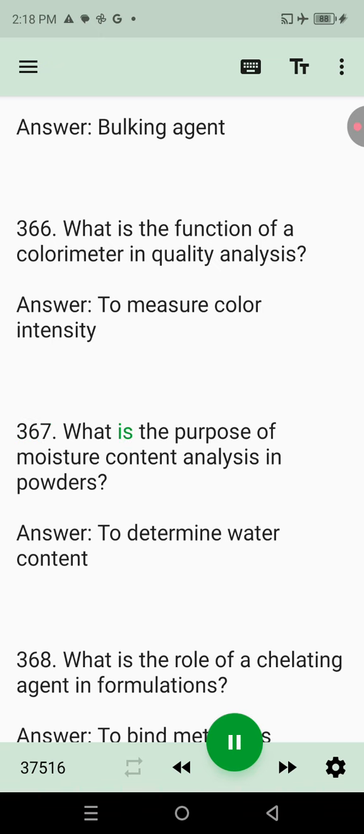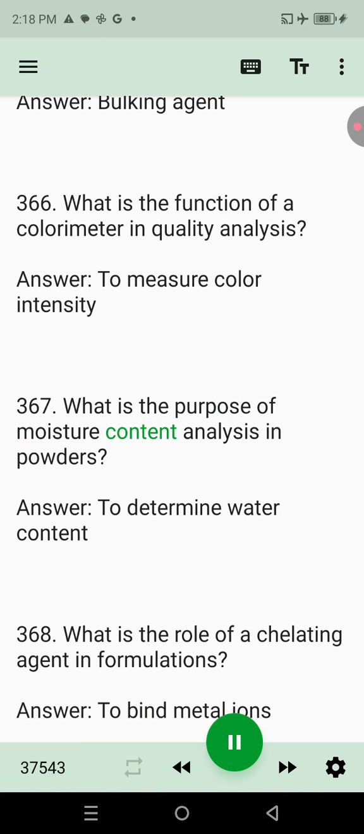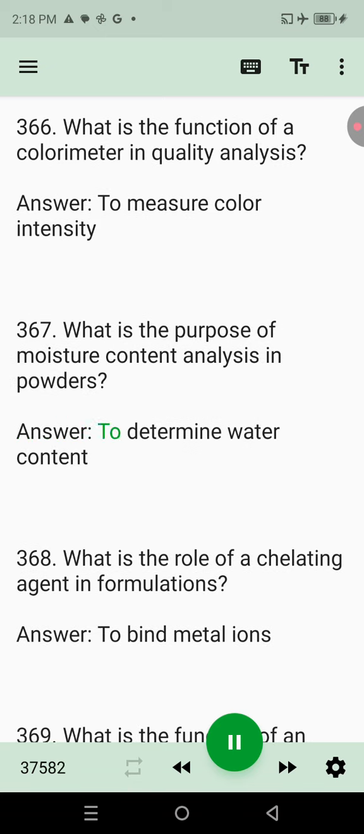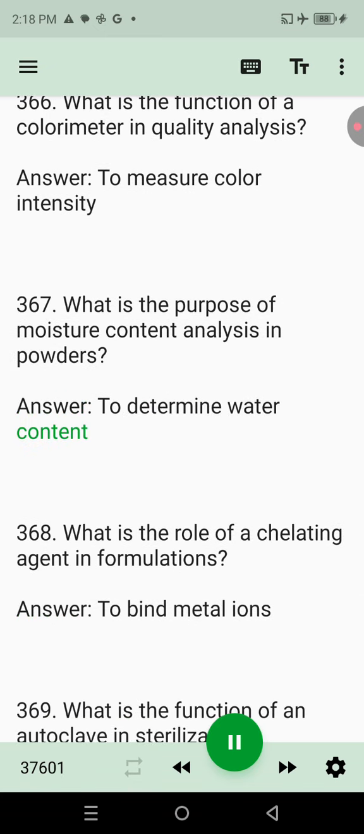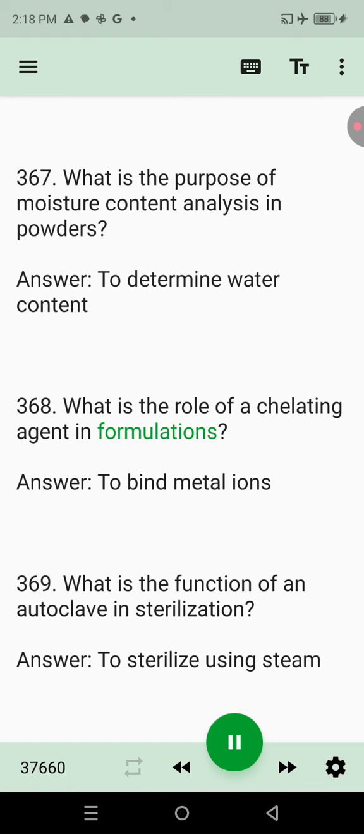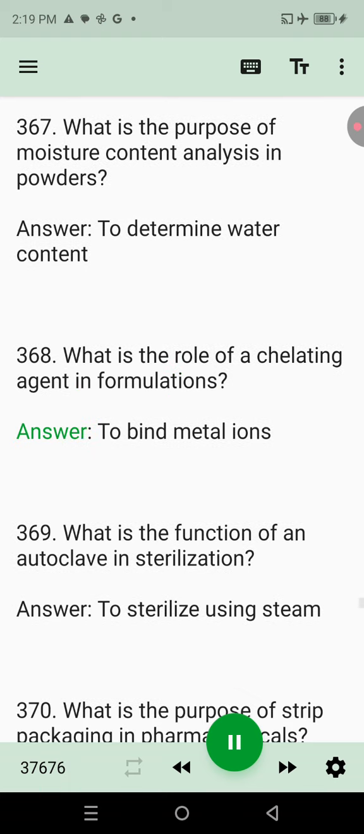367. What is the purpose of moisture content analysis in powders? Answer: to determine water content. 368. What is the role of a chelating agent in formulations? Answer: to bind metal ions.